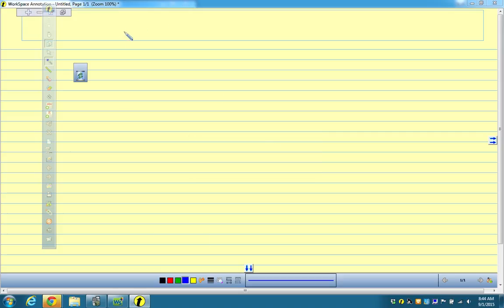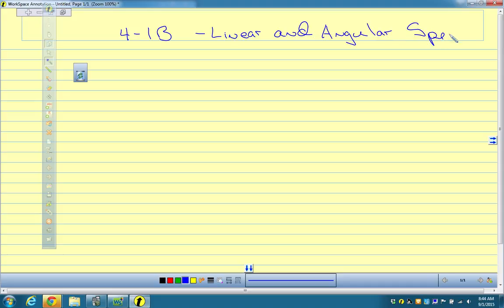So this is section 4-1, part 2. We'll call it B. And this is all about linear and angular speed. Okay? And it's speed, not velocity, because the difference, who knows the difference between speed and velocity?